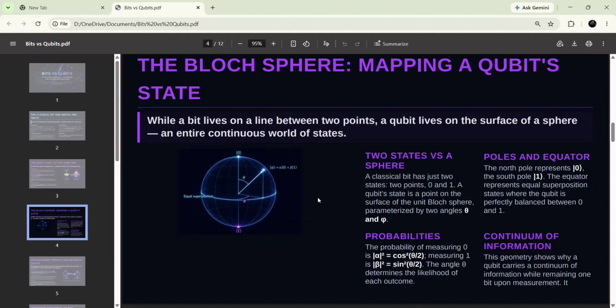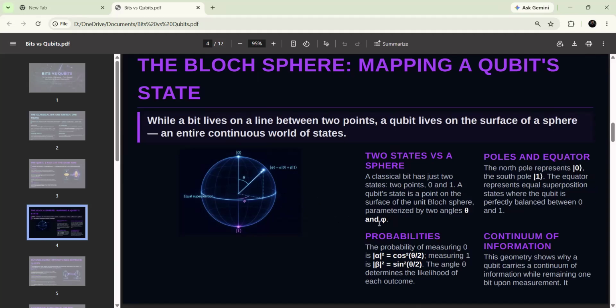The next one is poles and equator. Here we are going to have two poles, one is the north pole and another one is the south pole. The north pole represents ket 0 and the south pole represents ket 1. And also here we have the equator. The equator represents the equal superposition, where both basis states are in a perfectly balanced state.